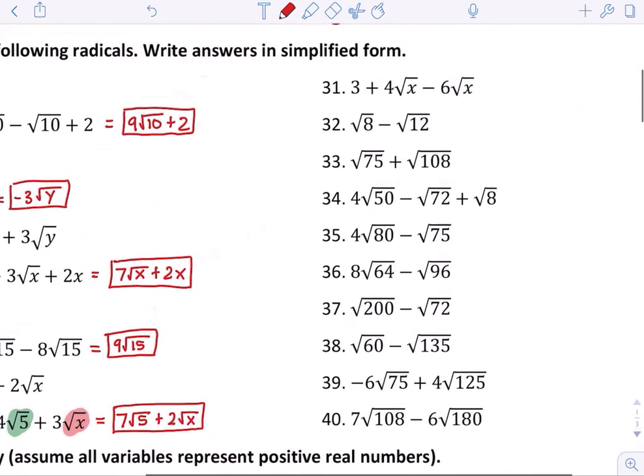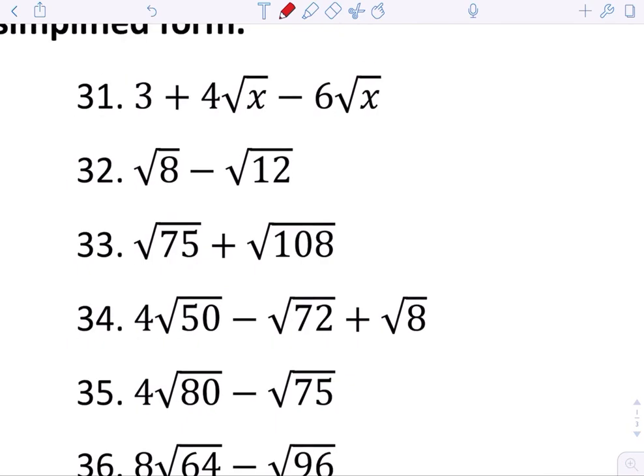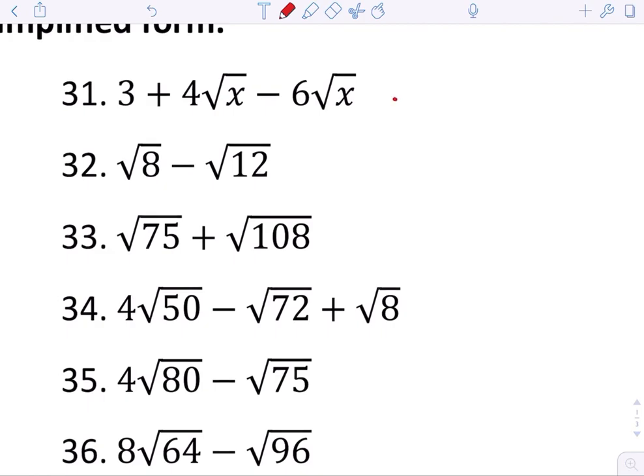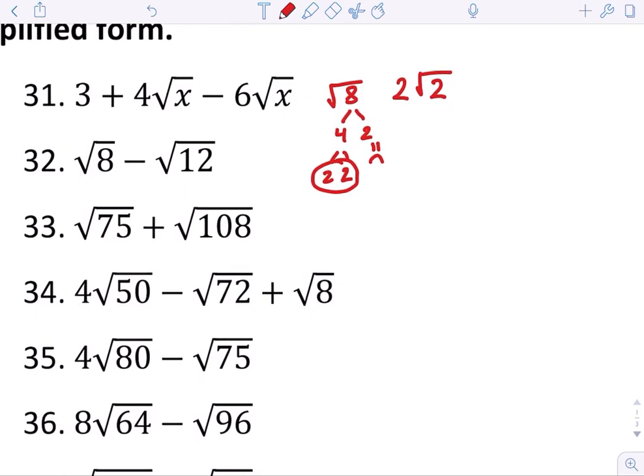Okay, off to 32. This is where we gotta simplify, right? So, square root of 8. Gotta find pairs, right? So 4, 2, 2, 2, there's a pair. So we know radical 8, that's gonna be 2, because since we found a pair of 2's, the pairs get to come on the outside and the leftover stays on the inside. Okay, so we know radical 8 is going to be 2 rad 2.